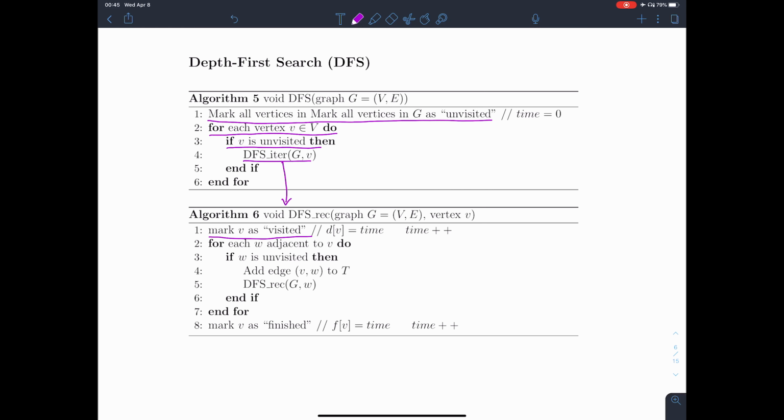What the second algorithm does, at the beginning, is mark V as visited so that we don't come back here again. In the DFS algorithm, similar to the BFS, we also keep track of time. But for the DFS algorithm, we keep track of two times. One is when the vertex was first discovered, and we also keep track of another time, when we processed all the adjacent vertices of that vertex.